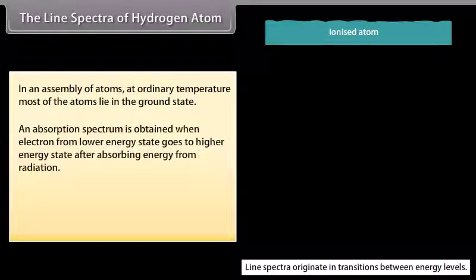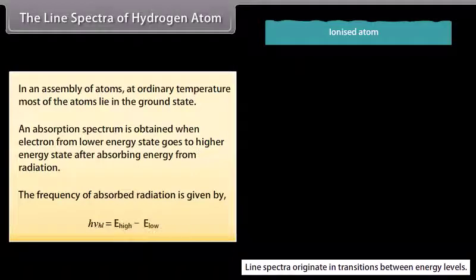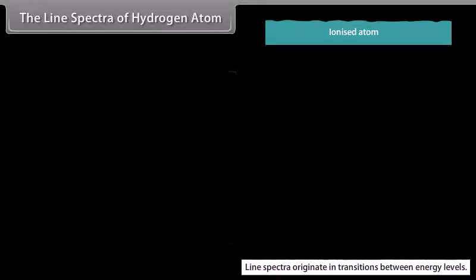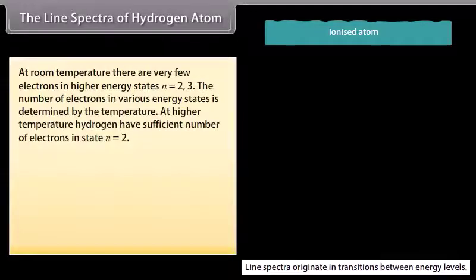An absorption spectrum is obtained when electron from lower energy state goes to higher energy state after absorbing energy from radiation. The frequency of absorbed radiation is given by h nu = E high - E low. At room temperature, there are very few electrons in higher energy states, n = 2 and 3. The number of electrons in various energy states is determined by the temperature. At higher temperature, hydrogen has a sufficient number of electrons in state n = 2.